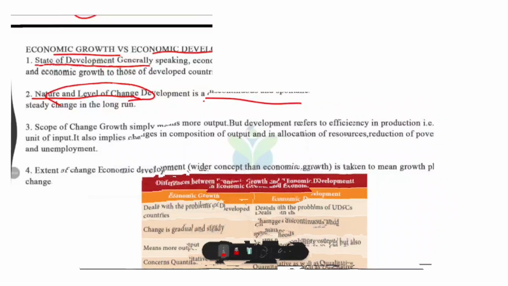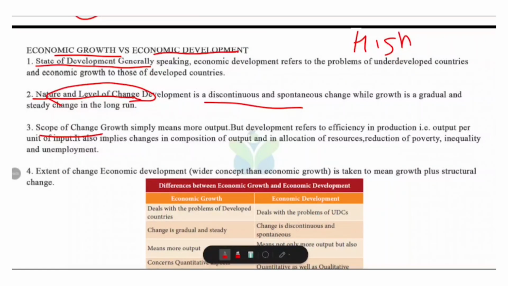Then scope of change. Economic growth simply means producing more. There is more goods and more services. But economic development goes much deeper. It focuses on efficiency, meaning a higher output per unit of input, and it involves changes in the composition of output. For example, moving from agriculture to industry and services. Then it includes better allocation of resources, and more significantly, it aims to reduce poverty, inequality and unemployment. So development has a much wider and more holistic perspective.